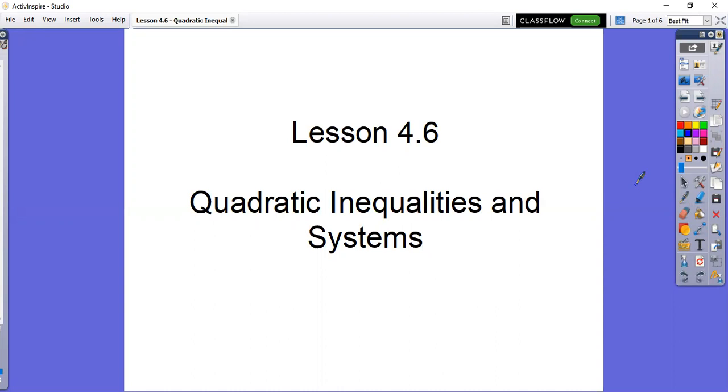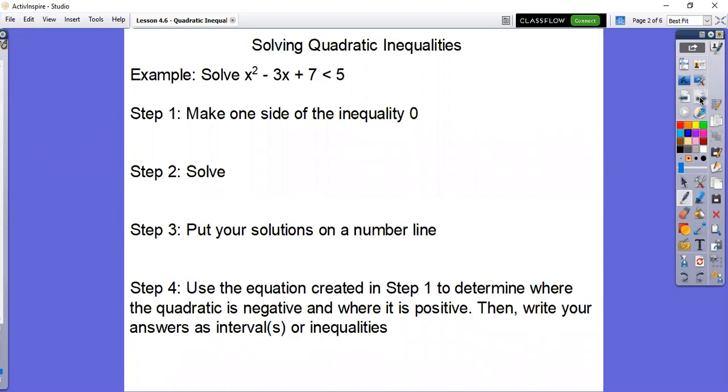Today, we're going to talk about quadratic inequalities and systems. Today will be a pretty short video. I'm basically just going to show you the steps and do one example of each. So let's get cooking, talking about quadratic inequalities and systems.